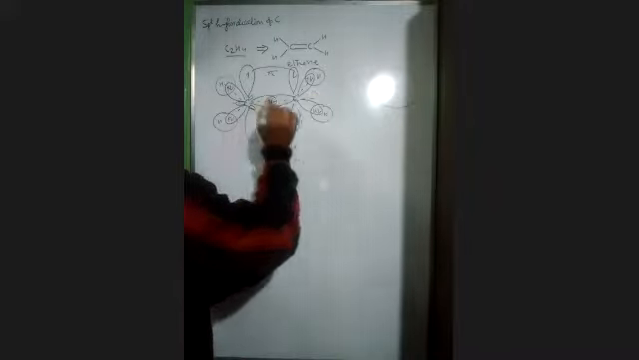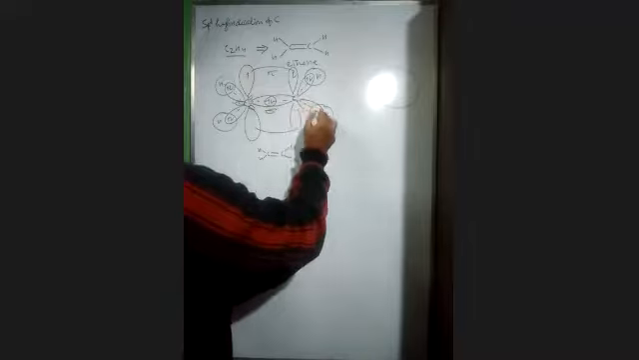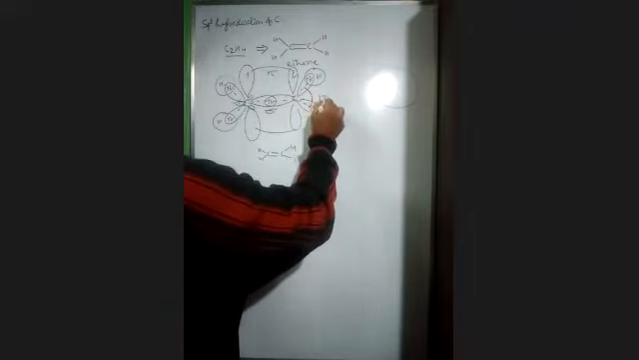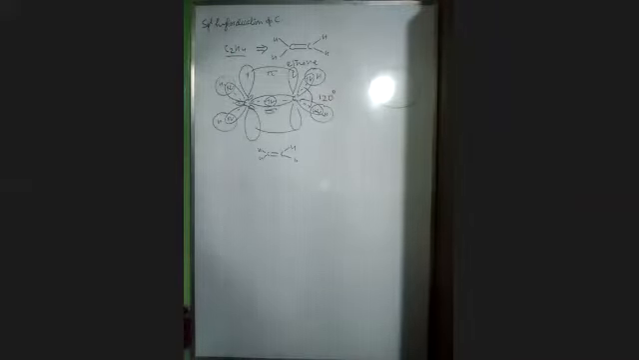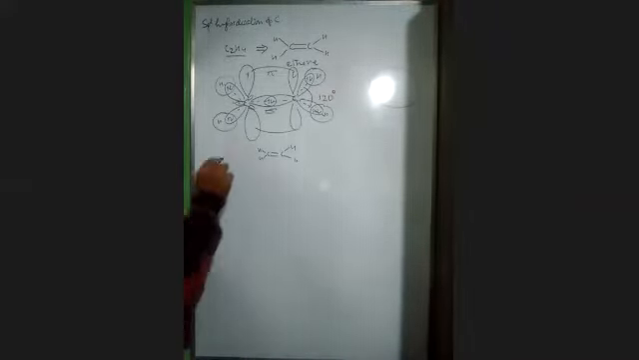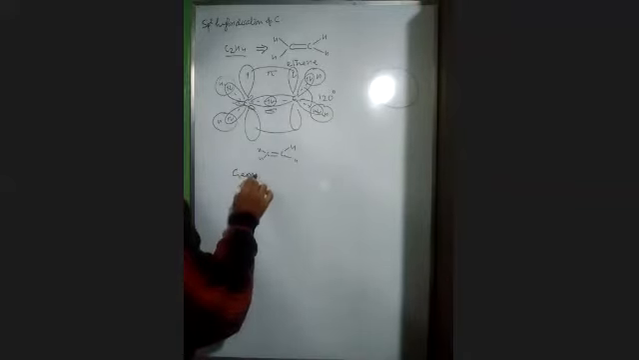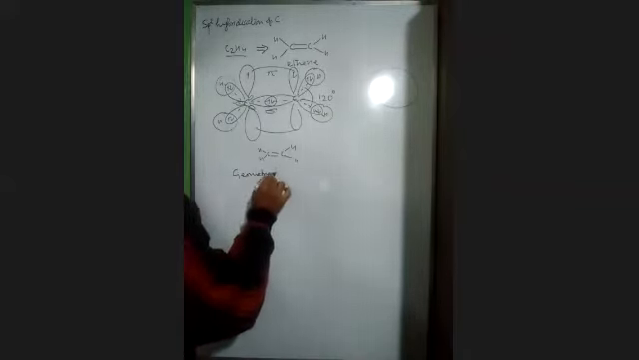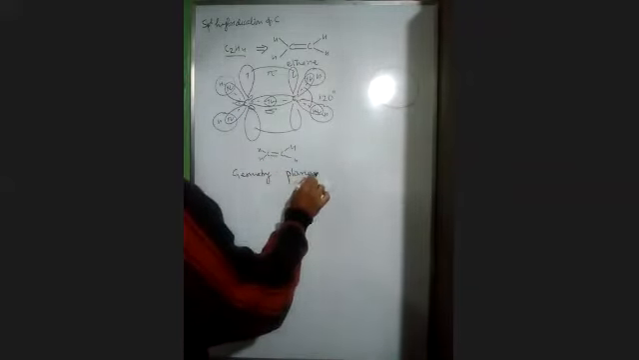This is a plane. What is the angle you have now here? Angle is 120. So what is the geometry? Geometry is planar. Geometry is what? It is planar. And bond angle?